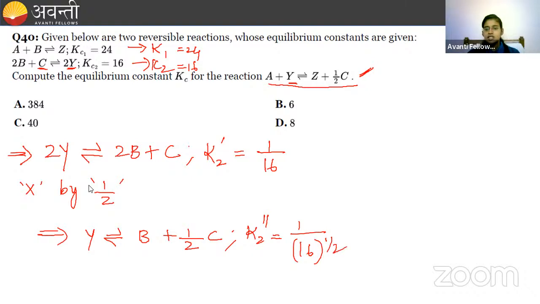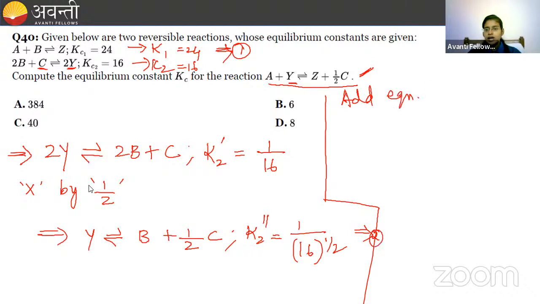So now this is the required equation. And we have to add the two equations. Let me add first. This is equation 1 and this is equation 2. Add equation 1 and 2.